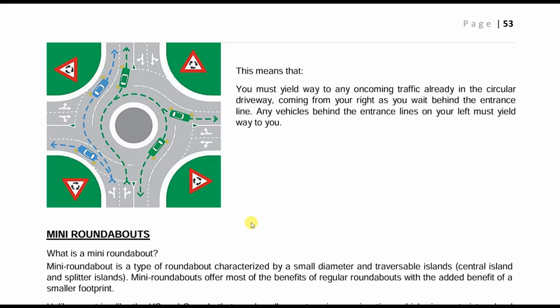Now, this section of the video is very interesting, especially for people that come from countries like Rwanda, Democratic Republic of Congo, among others, where traffic keeps right. The way traffic traverses roundabouts in such countries is different from the way traffic traverses roundabouts in Uganda.